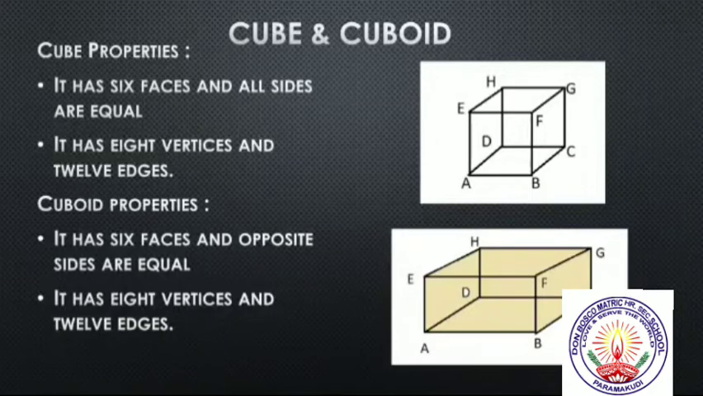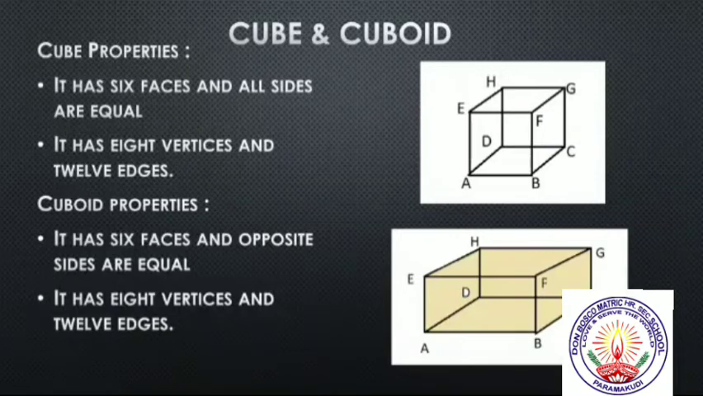Next, cuboid properties. It is also a 3D shape. It has 6 faces and opposite sides are equal. It has 8 vertices and 12 edges. It looks like a rectangle.